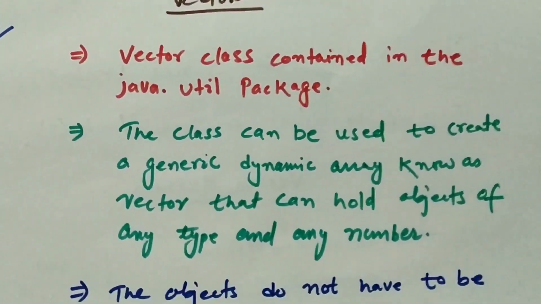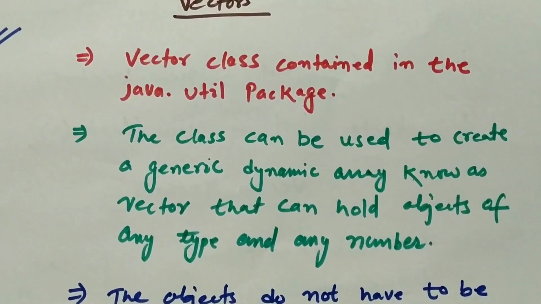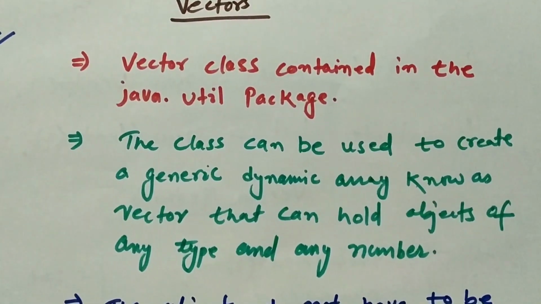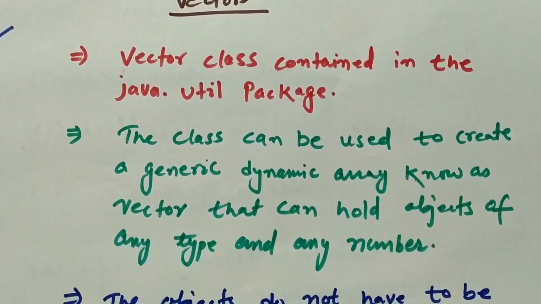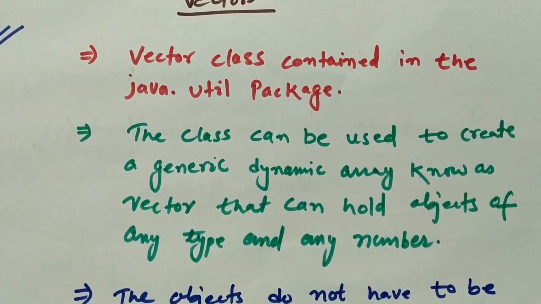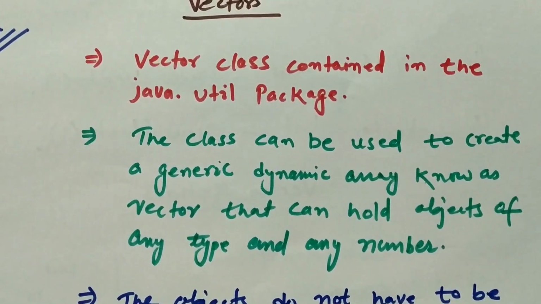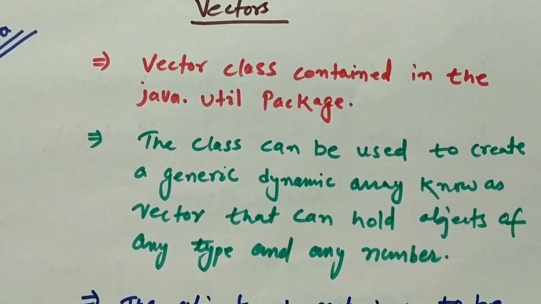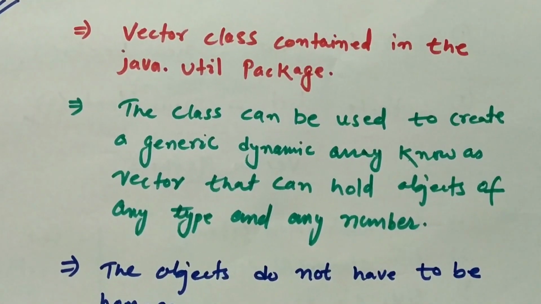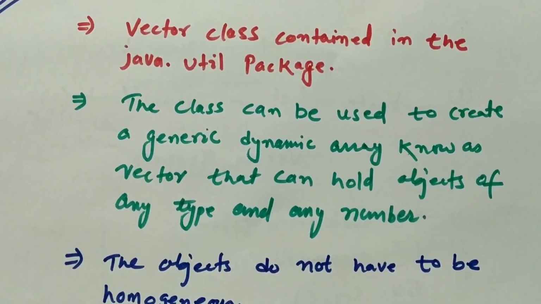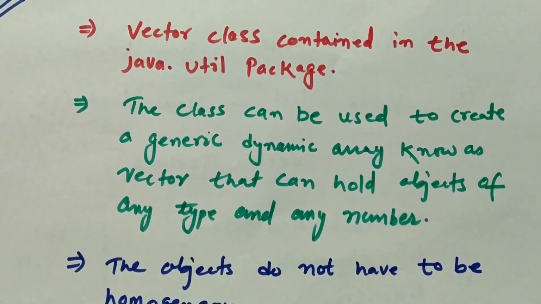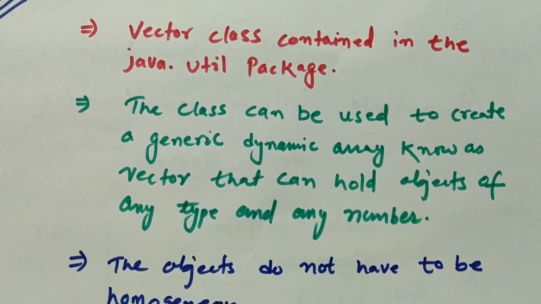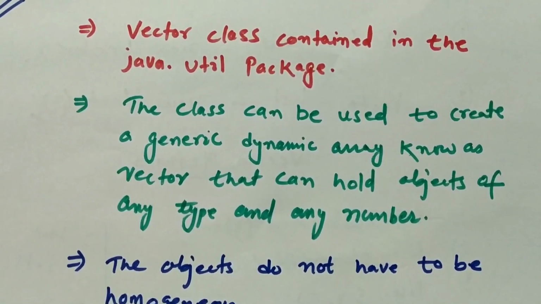First of all, see the screen. The definition is: vector class is contained in the java.util package. You know that Java has lots of packages, and each and every package contains classes and methods. So vector class is contained in the java.util package. The next definition is: the class can be used to create a generic dynamic array known as vector that can hold objects of any type and any number.